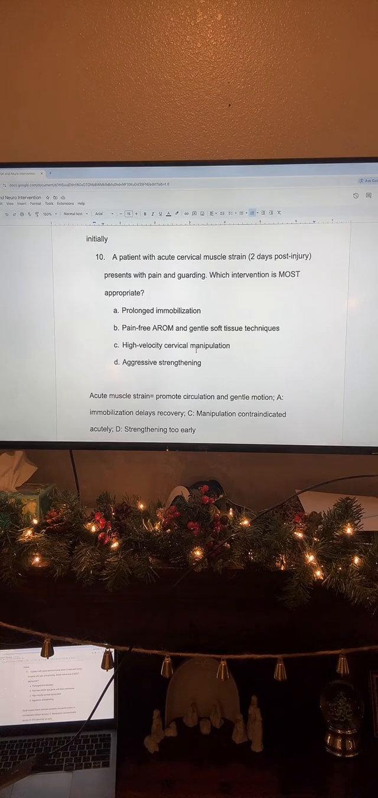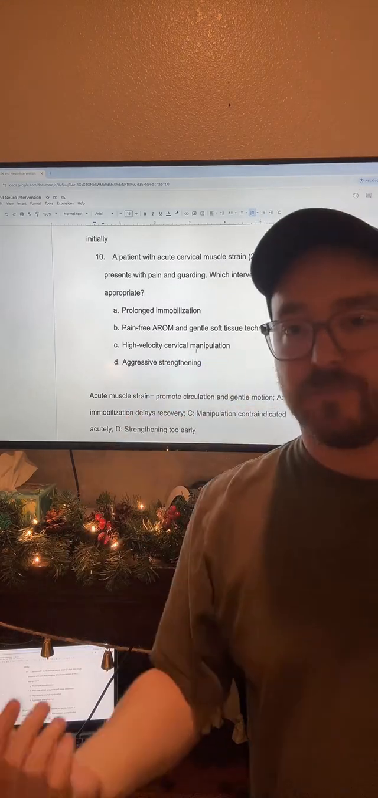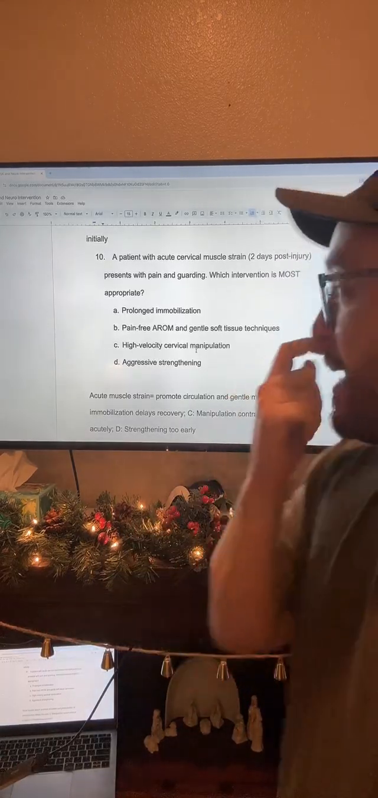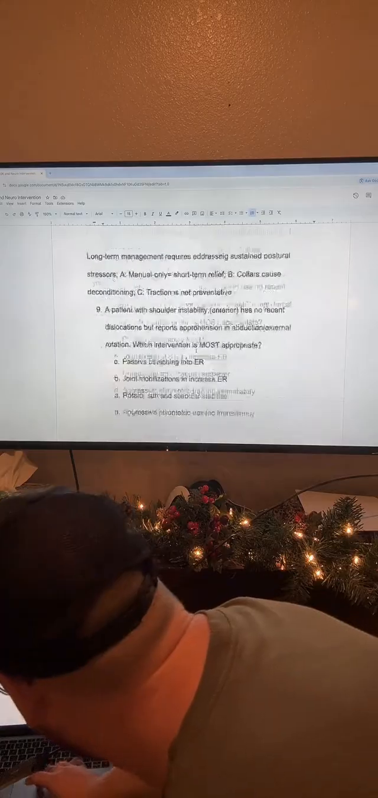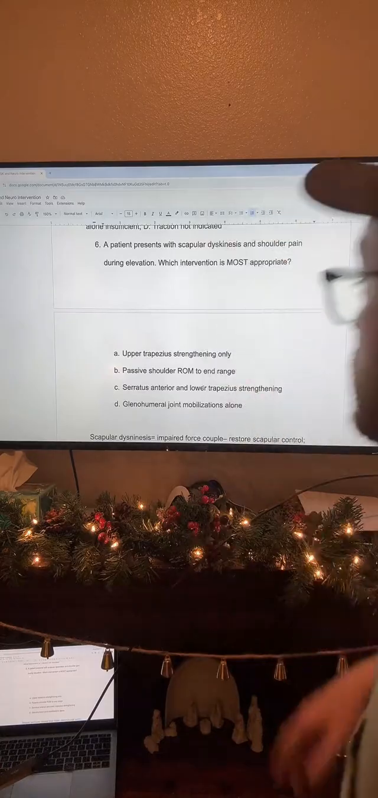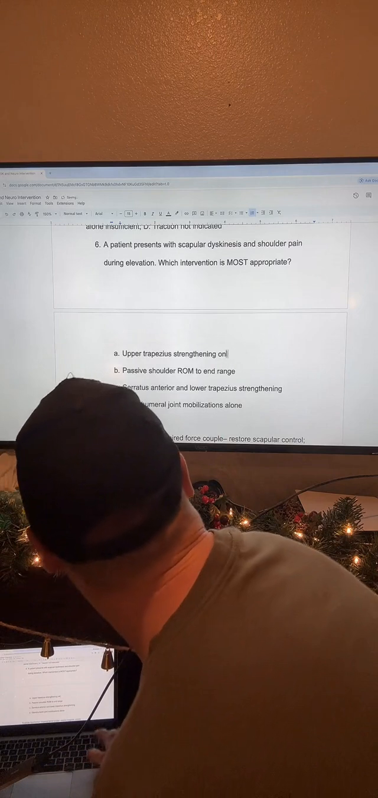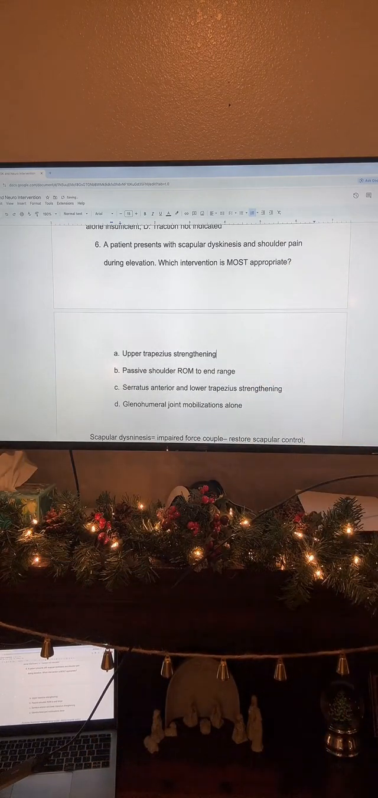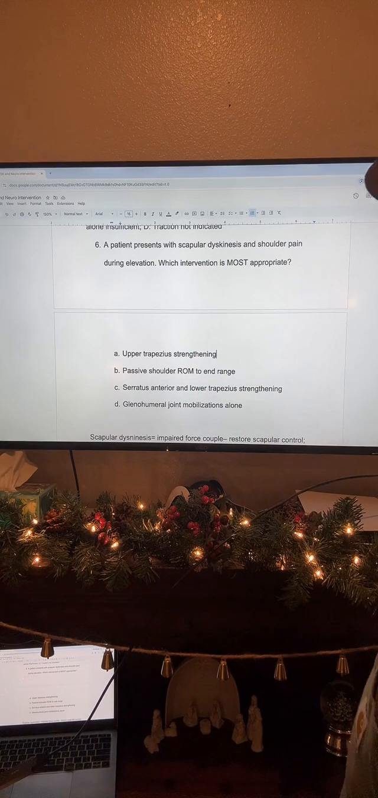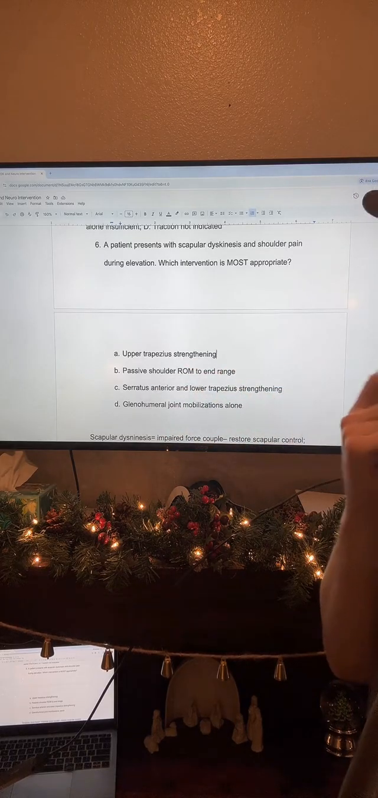There was one other thing I wanted to say about this. If something says aggressive or only, that's probably not the answer, right? Because it's trying to convey something that should be easy to eliminate. But don't get tricked, because let's go back up to this one. This may have been easier to eliminate because I said upper trap strengthening only. But if I just said upper trapezius strengthening, you say scapular dyskinesis and shoulder hike during elevation. What does upward rotation? Upper traps. So you may look at that and think, well, when it doesn't say only, it looks like a better answer choice.